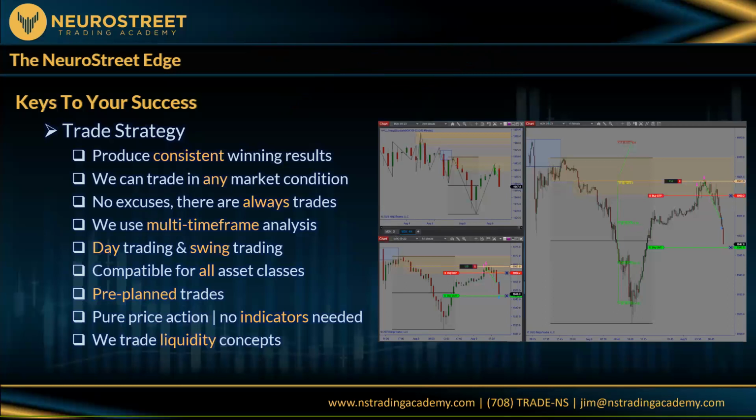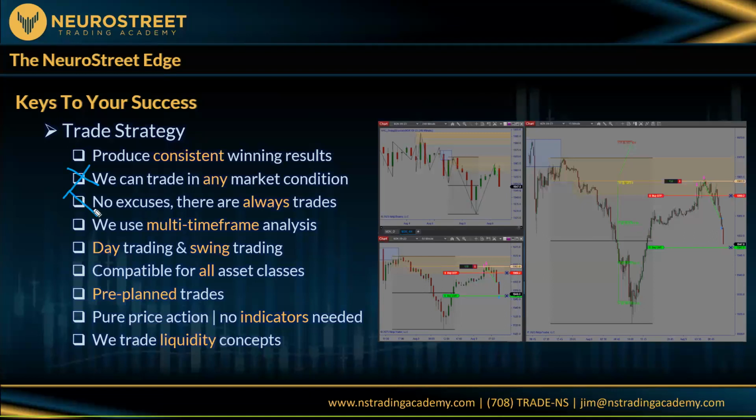We need consistent winning results. So I'll take 75% win rates over 80 one month and 50 the next any day of the week. I'd even take it over 80 and 65. Okay, so the idea is you want the consistency there. You want to be able to trade in any market condition, bullish, bearish, oscillating, doesn't matter. Tons of volatility, little volatility. You need to be able to trade in all of it.